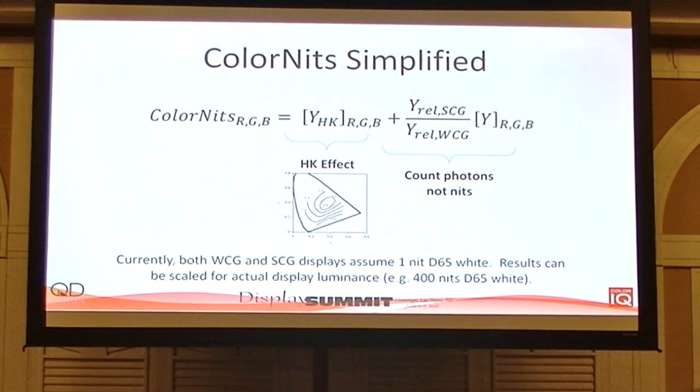So this slide sort of summarizes the calculation. We have two parts. The HK effect, which is this expansion of perceived brightness as you go to the edges of the triangle. And then the second part is just counting photons, not nits. And right now in the calculations that we've put together, we assume it's a 1 nit D65 white. These, of course, can be scaled appropriately after. So if you have a value of, let's say, some number of nits, you can just multiply the ratios, the factors, to get the effect, or the brightness enhancement that you would perceive.